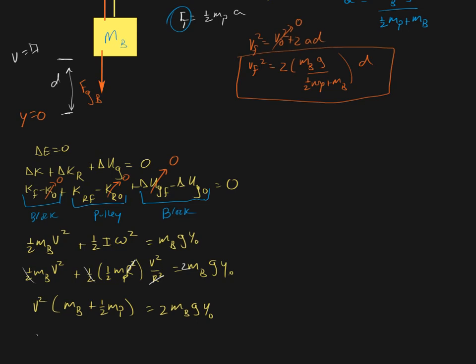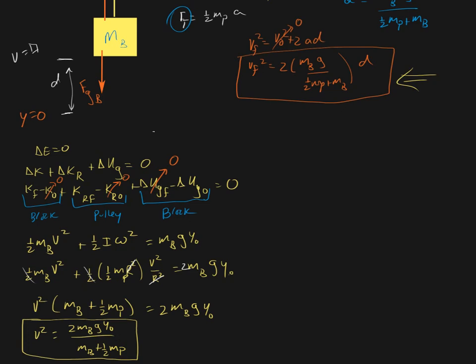All right, almost done. We get v squared is equal to 2 times the mass of the block times g, y initial over the mass of the block plus 1/2 the mass of the pulley, and we're done. And if you compare this equation with the equation that we have up here, you'll see that they're the same thing. This y initial corresponds to this distance d, and so if you choose, you can rewrite that with a d instead of y initial.